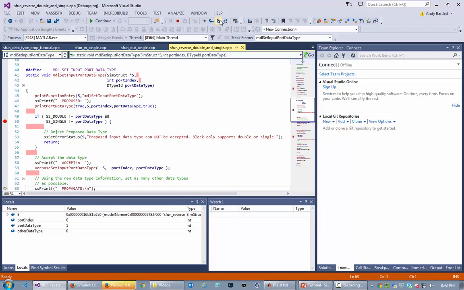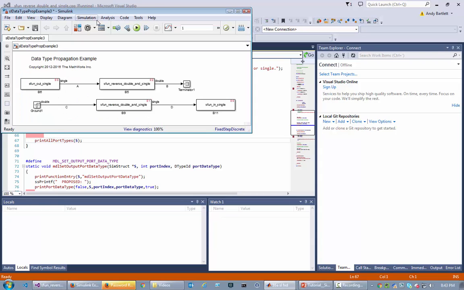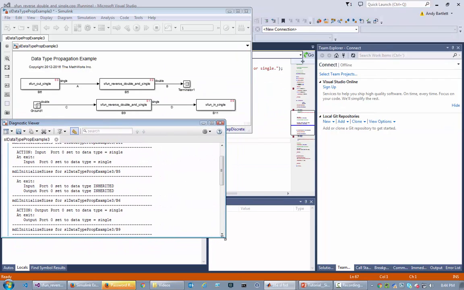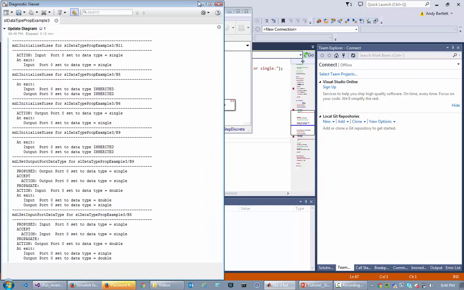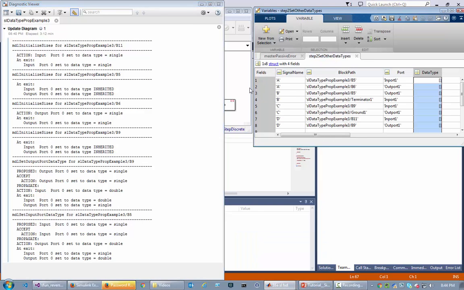So it accepts it, and then it propagates as much as it can, which in this case it knows its other port should be the opposite. So it will set that, and then it lets Simulink engine continue, and we get to a happy state of update diagram succeeded. We can view the diagnostics with these S functions that are printing out a lot of information that we can then use to walk through our exercise of pretending to be Simulink engine.